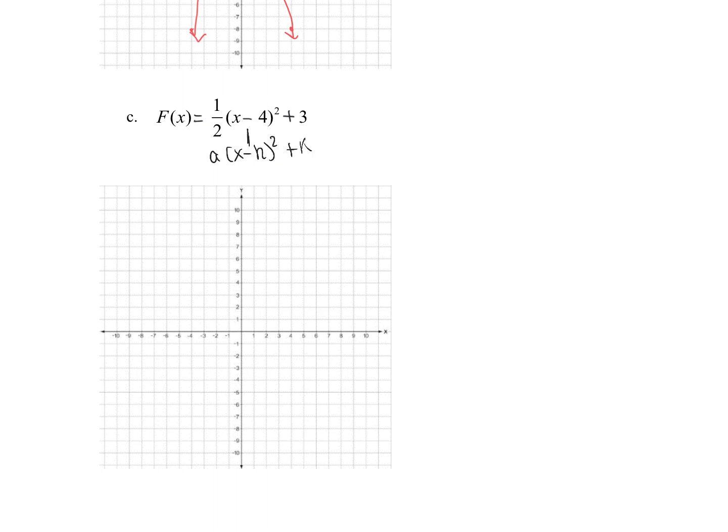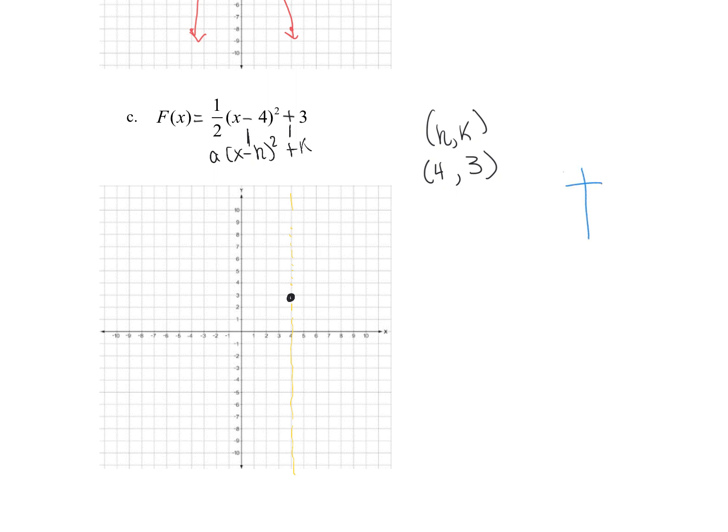So the minus and the minus match up. So my vertex is (h, k). My h value is 4. The plus and plus signs match up, so my k value is 3. So my vertex is going to be (4, 3). This also becomes my axis of symmetry. So I put a dot on one side, put a dot on the other.